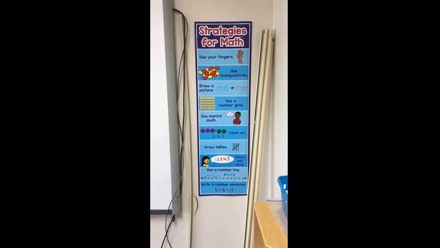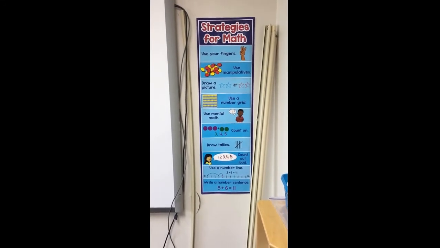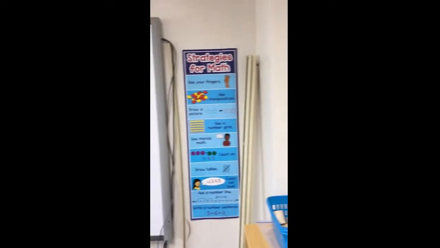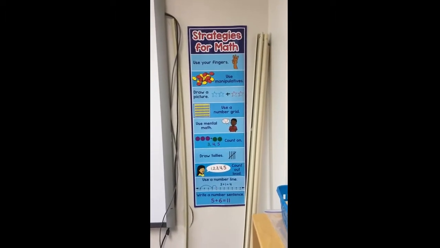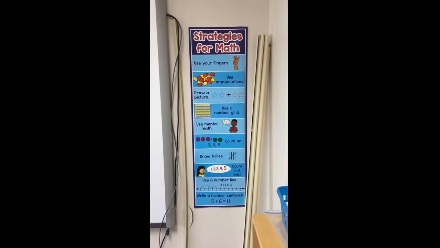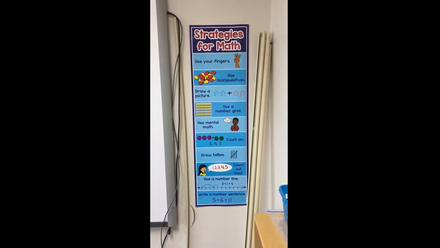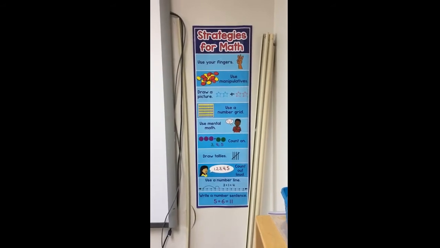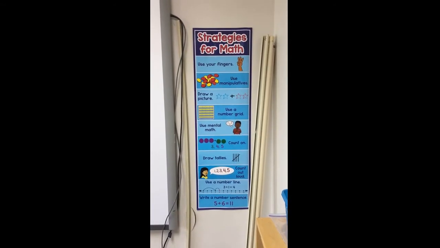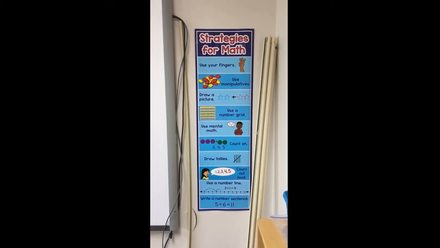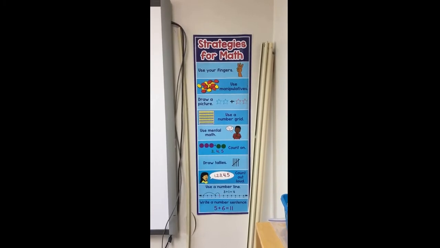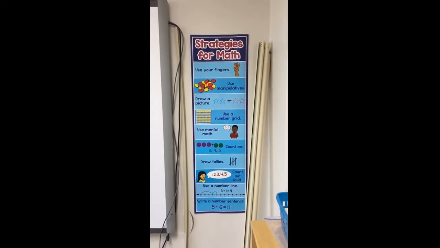Number 3, you could draw a picture. I like to draw a picture. Number 4, you could use a number grid. Remember, a number grid looks like this, and we sent one home to you. You can use mental math, count on, draw tallies, count out loud, or use a simple number line. If you don't have that, you could even use a ruler. A ruler goes to 12, or some of them even go to 36, or in between. And then you could write a number sentence, which is usually how we always end up ending our word problems.